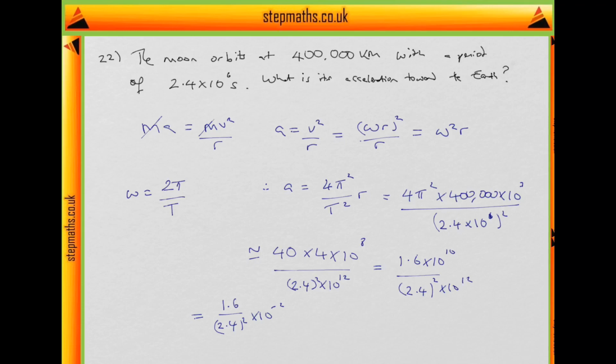And, well, we know this is going to be roughly of magnitude 10 to the minus 2, and there's only one 10 to the minus 2 or 10 to the minus 3 when you divide this by this. So we know it's going to be in the region of 10 to the minus 3, so that gives us the answer of A.